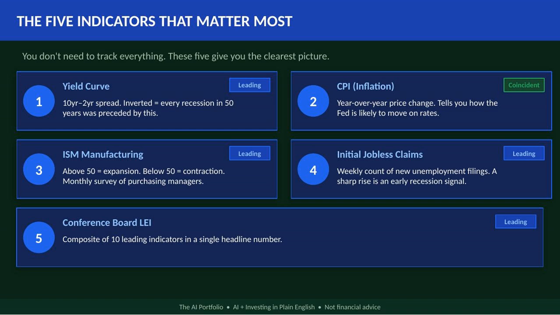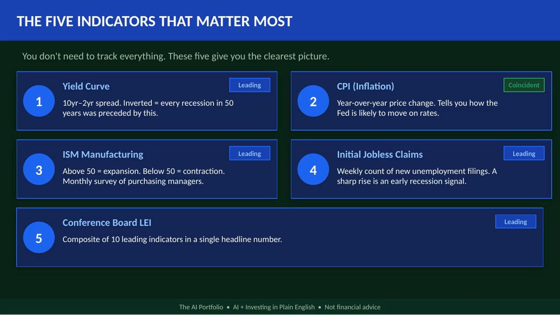Second, the Consumer Price Index, the official measure of inflation. It tells you how the Fed is likely to move on interest rates. Third, the ISM Manufacturing Index, a monthly survey of purchasing managers. A reading above 50 means expansion, below 50 means contraction.